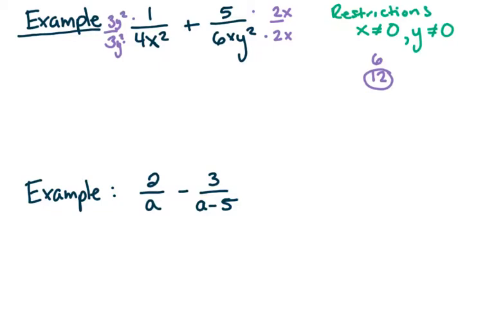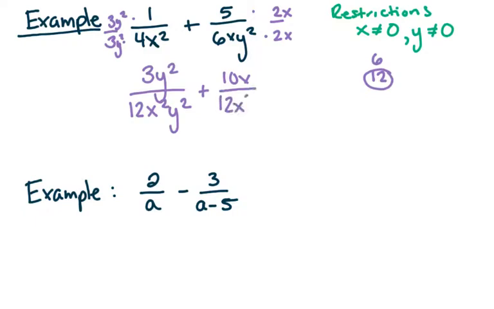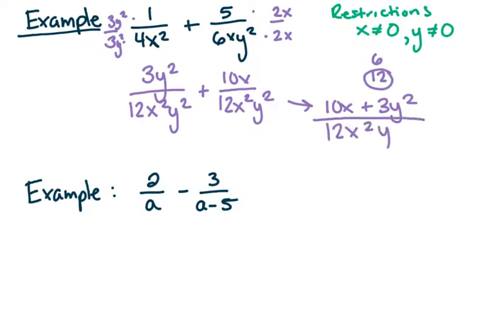So I get 3y squared over 12x squared y squared plus 10x over 12x squared y squared. And now I can just add the top. I always like to put my variables alphabetically, so I'm actually going to put the 10x first. So then this is 10x plus 3y squared over 12x squared y squared. And we are done.